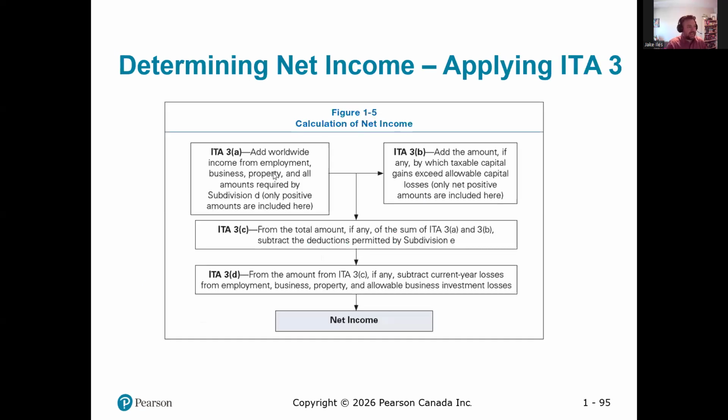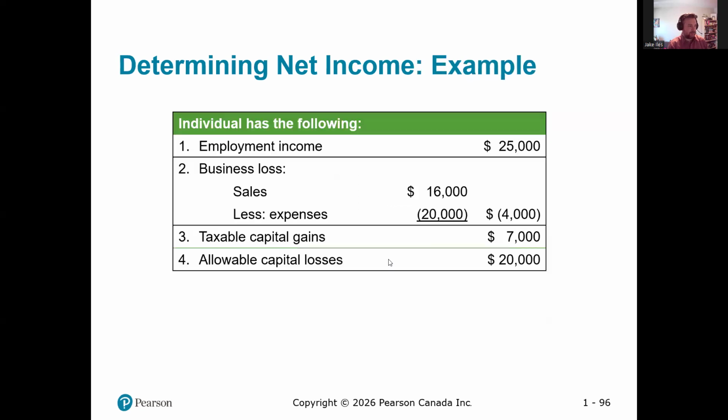Okay, so here's the little flow chart on how we do the net income calculation. We start at A, add your worldwide income from employment, business, property. B, add the taxable capital gains less allowable capital losses. C, subtract any deductions like childcare, moving expenses, RSP contributions. And D, that's when we will subtract our losses from our income calculation.